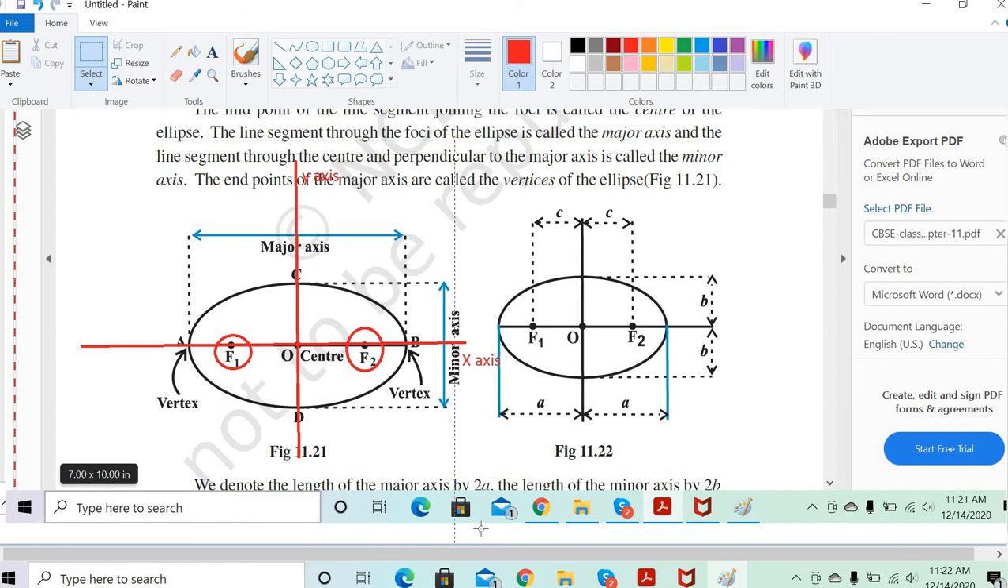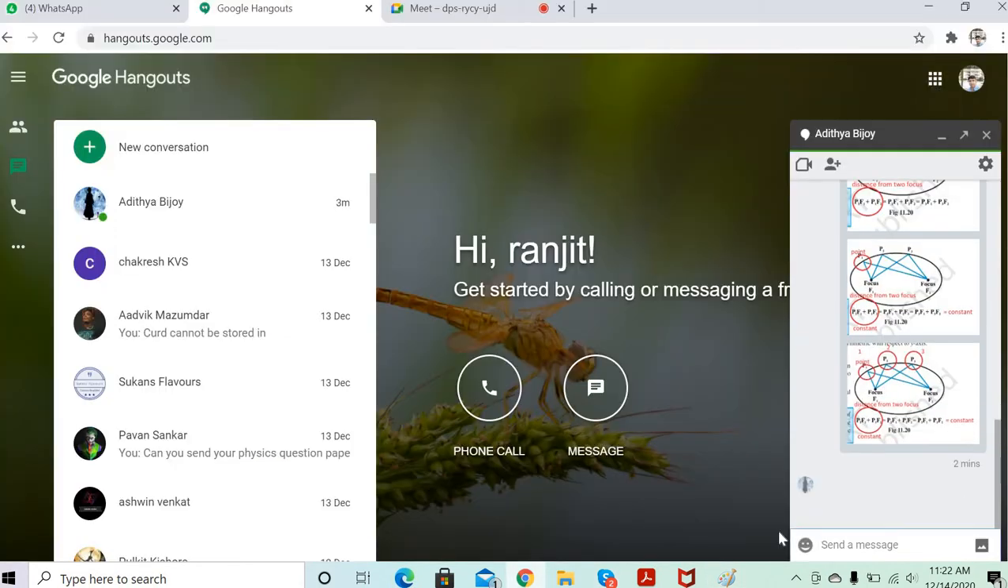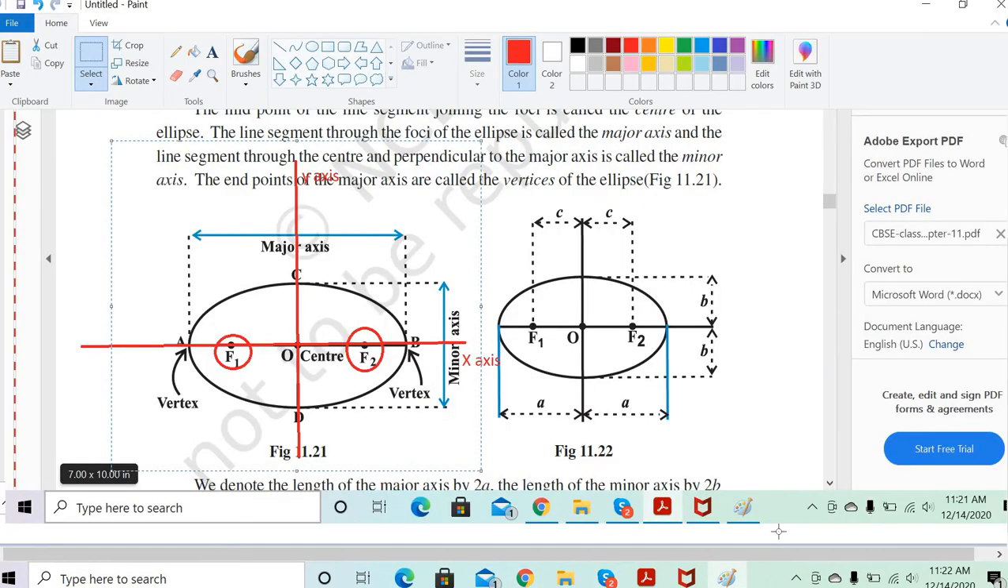Ellipse is basically the oval shape, isn't it? Ellipse is the oval shaped, right? This is how the ellipse will look. So now the midpoint between the two foci F1 and F2 is called the center. That is O, right? Good.